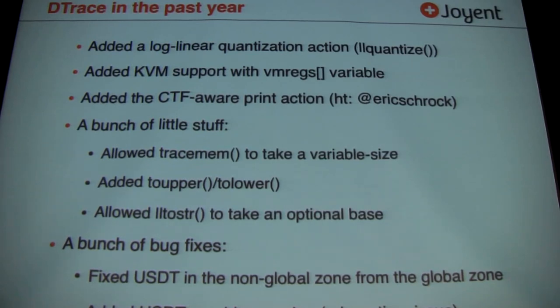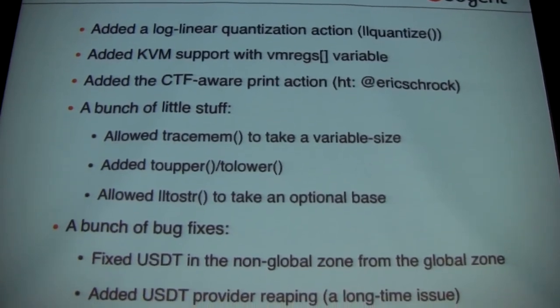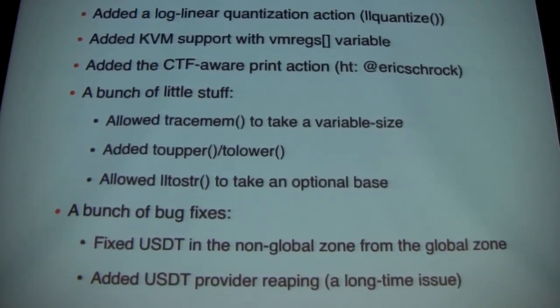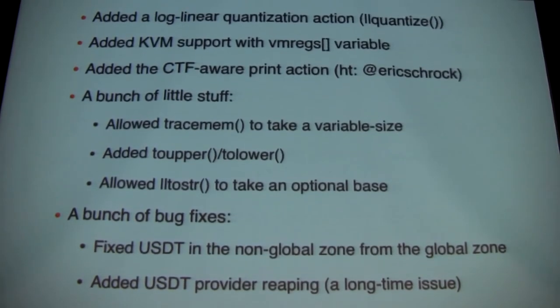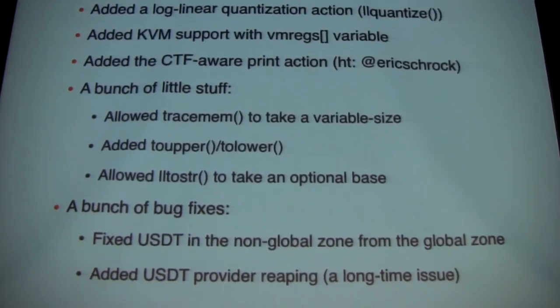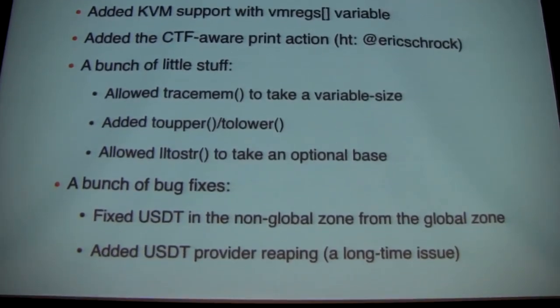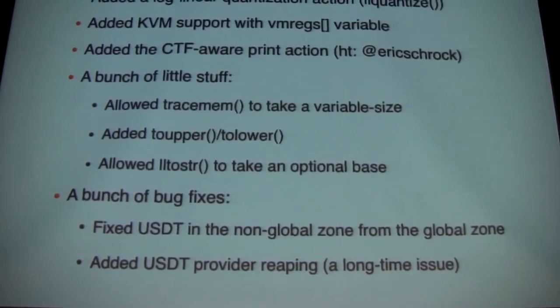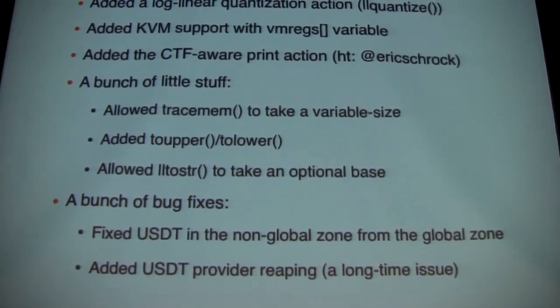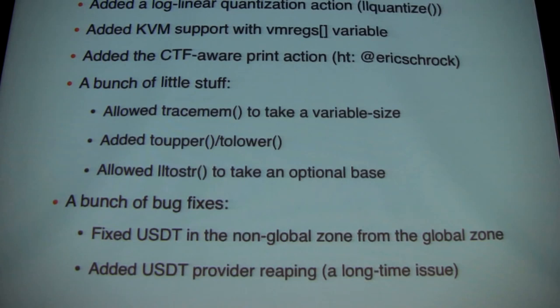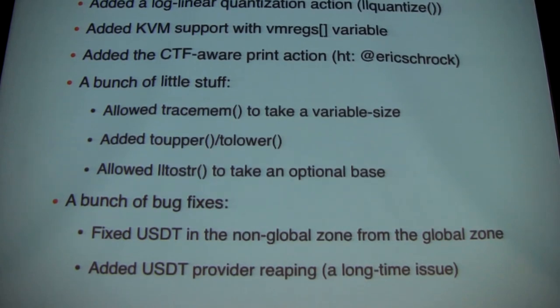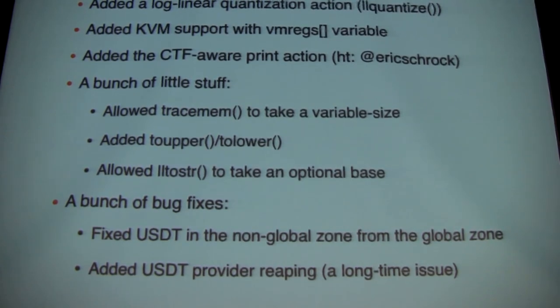No, this was the SSH auth. Yeah, the SSH-based auth. And he's like, man, okay, how do I get tracemem to take a variable size? I can't figure it out from the documentation. I'm like, yeah, there's kind of no way to do that. It's like, why isn't there a way? Okay, all right, I guess I understand that, but it's kind of disappointing. It is disappointing. So anyway, added a bunch of little stuff. We fixed USDT in the non-global from the global zone. We added USDT provider reaping.